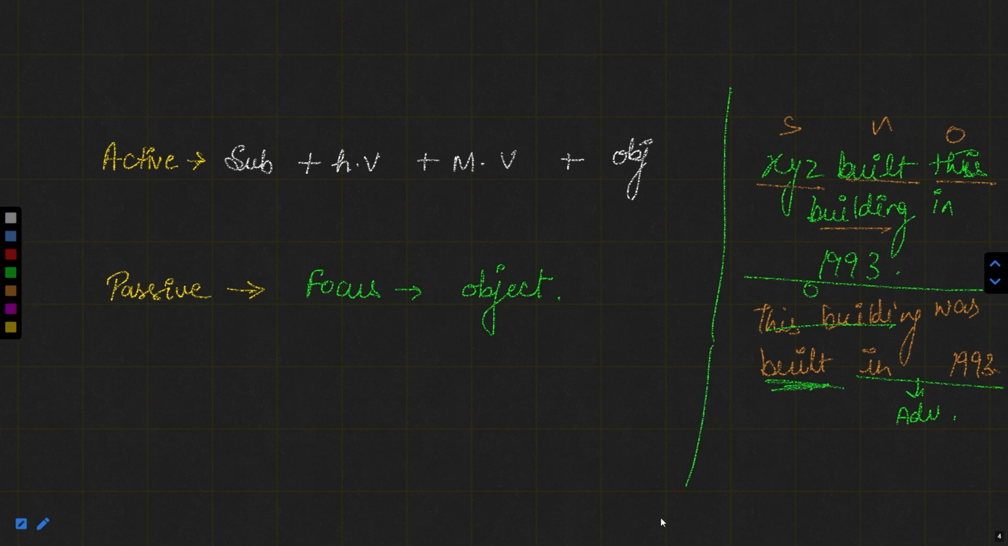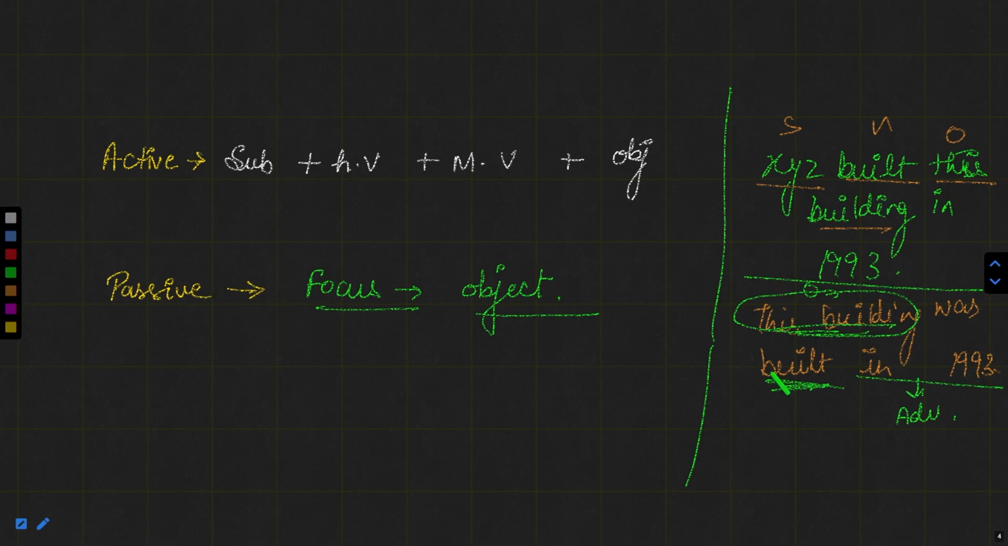Okay, if I say that this building was built in 1993, who built it, I don't know, or it is not written here. In fact, what was built? The building, and the building is in the position of the subject, or you can say that it has come before the subject. Here the subject is not known but the object is known, or the focus is on the object. It means what is important is that this building was built. Therefore, this building is actually the object of the sentence, and where the object is the focus, that type of sentence structure is known as passive voice.